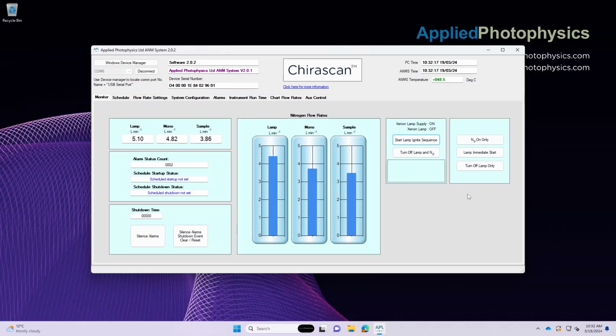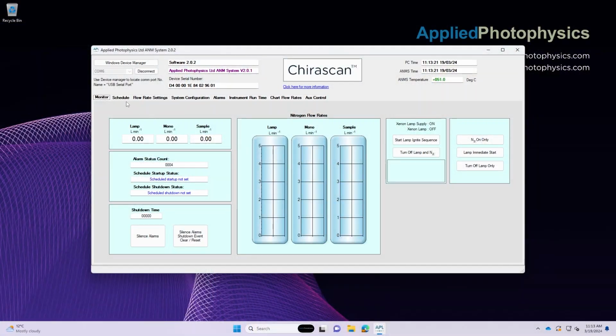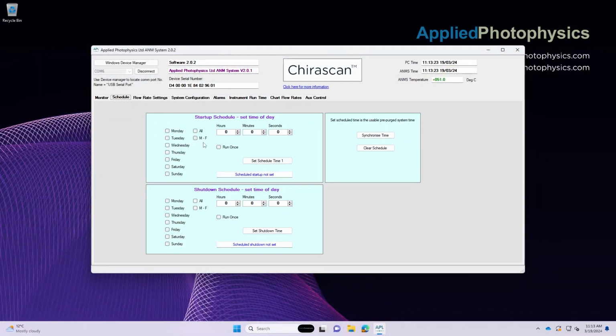The lamp ignite sequence will first remove oxygen quickly from the system at elevated flow rates, where a flow to each component is increased by 1 liter per minute. After 15 minutes, flow rates will be regulated to defaults, and after a further 5 minutes, the lamp will be ignited automatically. Most importantly, this startup procedure can be scheduled.